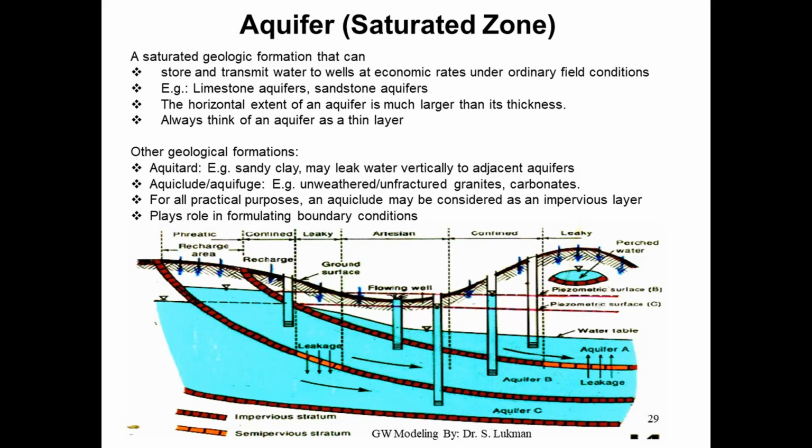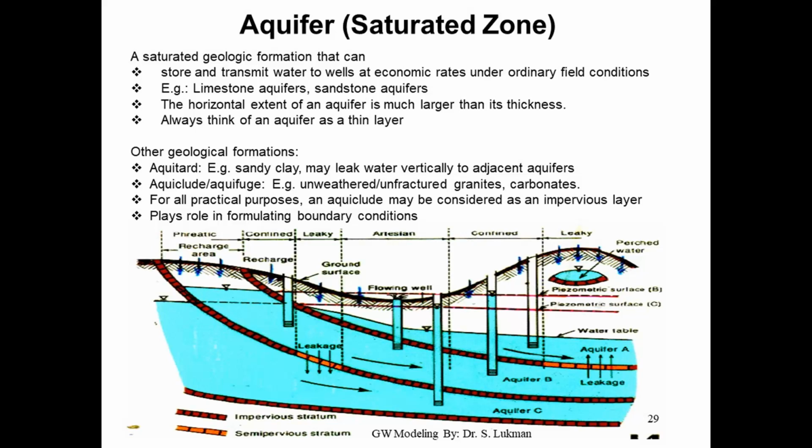And then they play a role in formulating boundary conditions. I just finished explaining. All these different types of aquifers play a role in formulating boundary conditions, because if you have an aquifer, it means in that case there is flow. It is not a no flow boundary. But for any other one, an aquitard, there are no flow boundaries. So they help us in formulating boundary conditions.